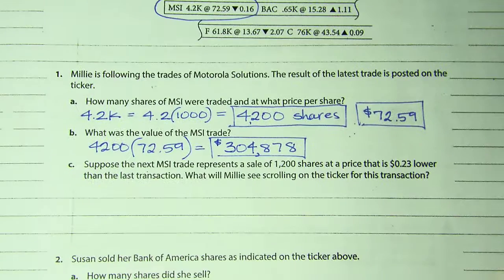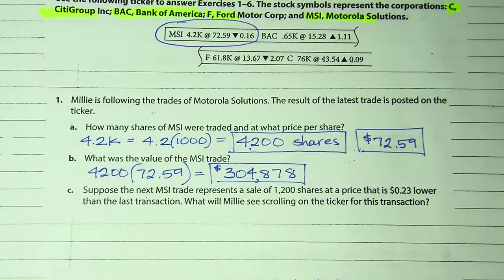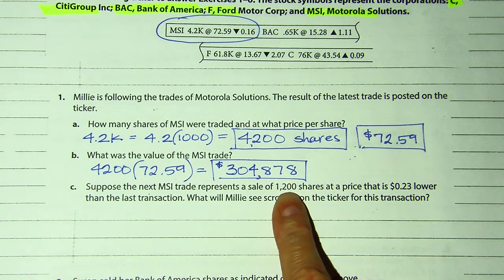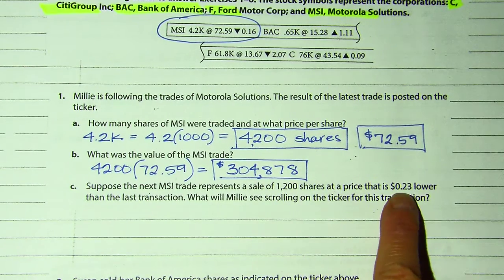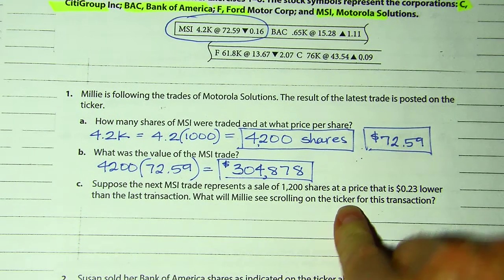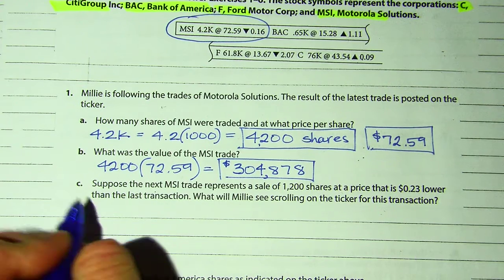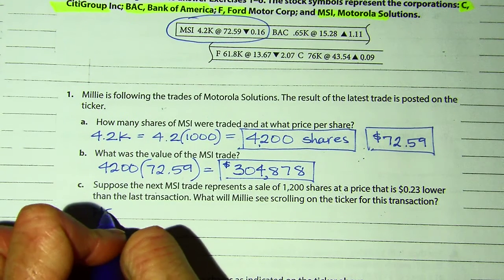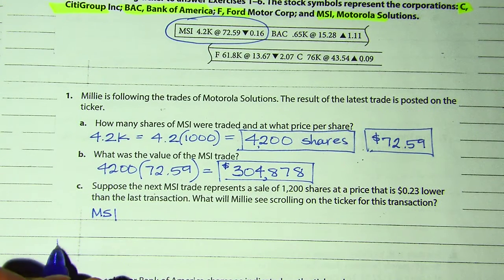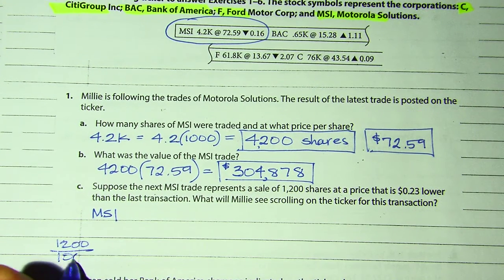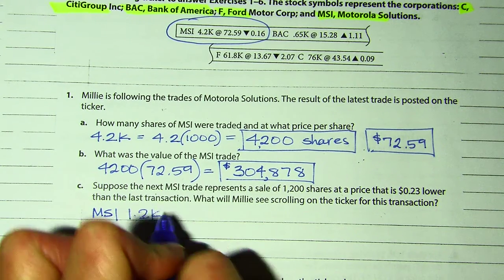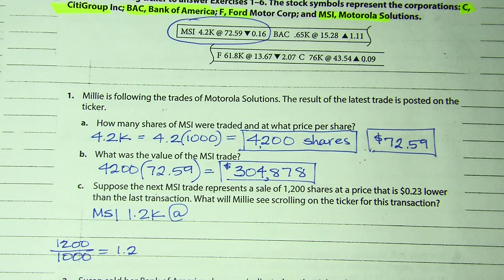Next one, part C. So suppose the next trade represents a sell of 1,200 shares at a price that is 23 cents lower than the last transaction. What will she see on the ticker for this transaction? So you first start with the letters for the company, then the number of shares. So you take 1,200, divide it by 1,000, and you get 1.2. So 1.2K, and then an @ symbol. And then you're going to put the price.